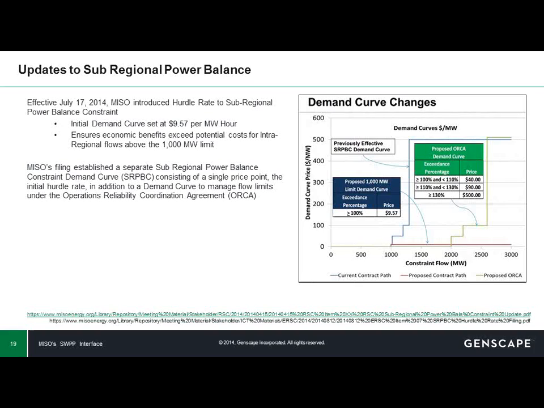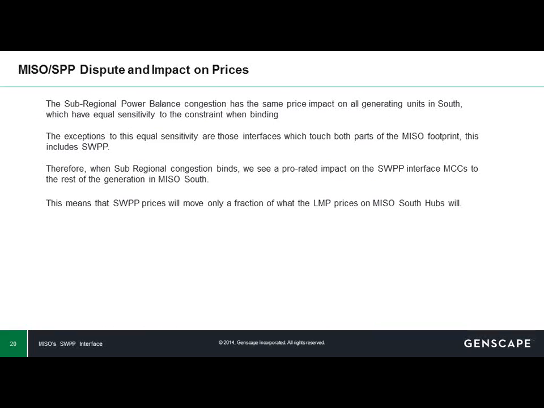So to summarize the MISO SPP dispute section, the sub-regional constraint has the same price impact on all the self-generating units, and it has equal sensitivity when binding. Interfaces such as the SWPP are an exception. Therefore, when the sub-regional congestion binds, we see a prorated impact on the SWPP interface MCC relative to the rest of MISO South, which means that the SWPP is only a fraction of what the LMP of South has.